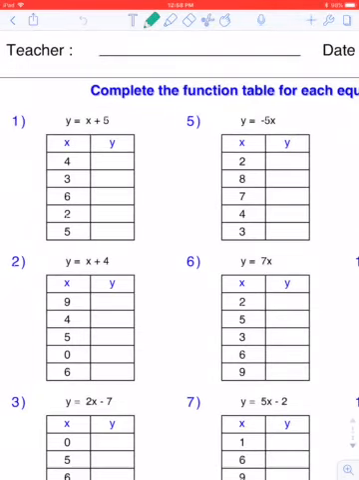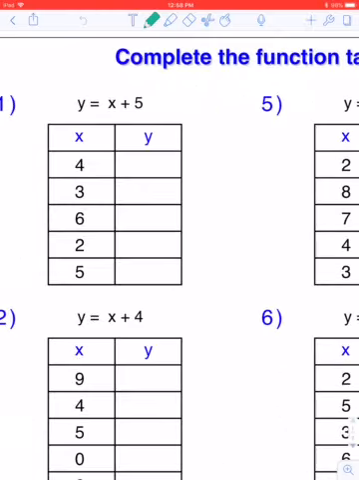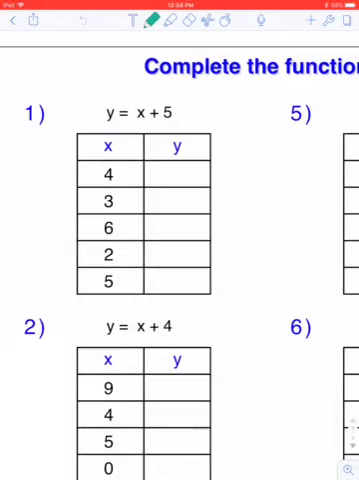Okay, so this video is going to help you understand how an equation works as a machine that you can plug things into and get values out. So this first table, y equals x plus 5 is our equation, and they've already filled in the x's for you. So they're wanting you to say what y is right here if x is 4.